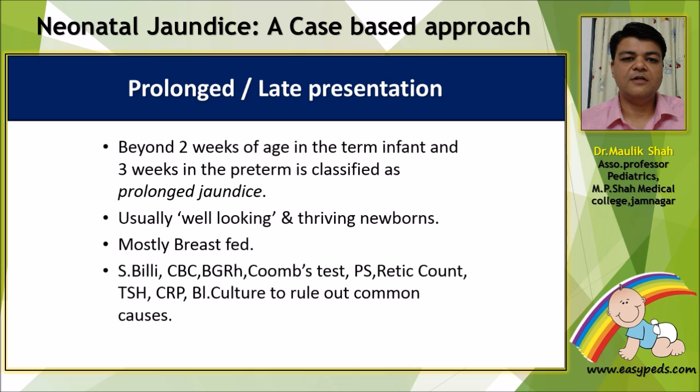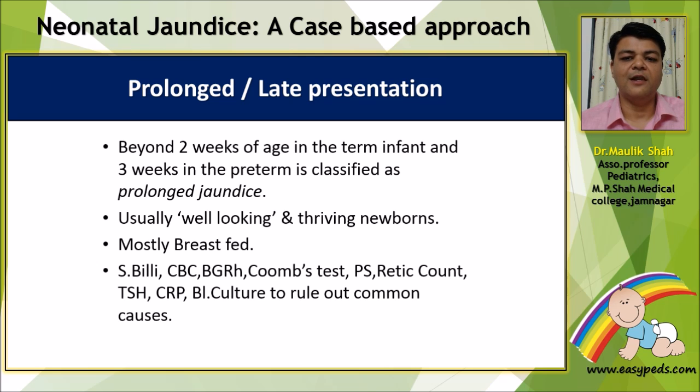The second category here would be a prolonged, late presentation. When we speak about a prolonged jaundice or a late presenting jaundice, the definition is usually beyond 2 weeks of age in term babies, while in preterm babies this is extended to 3 weeks. So for the term baby it is 2 weeks and for the preterm babies 3 weeks. Then we can classify them as a prolonged jaundice.